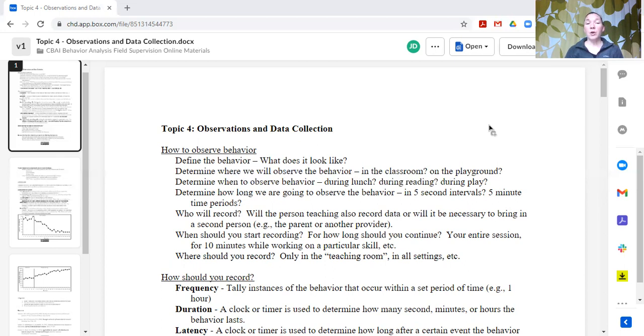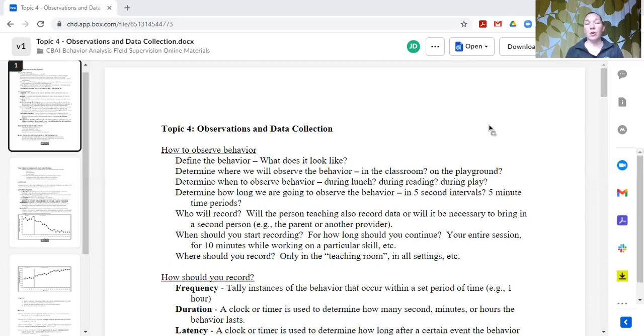You also need to determine when you are going to start recording. Sometimes we look at engagement with an activity, and we don't want to start during the first few minutes because maybe it takes a couple minutes for everybody to settle into the activity. Instead, we want to wait and start recording after they've already been in that activity for a few minutes. Or if you are working with an individual for whom transitions are very difficult, maybe you want to wait a certain amount of time after the last transition before you start taking data on another behavior.